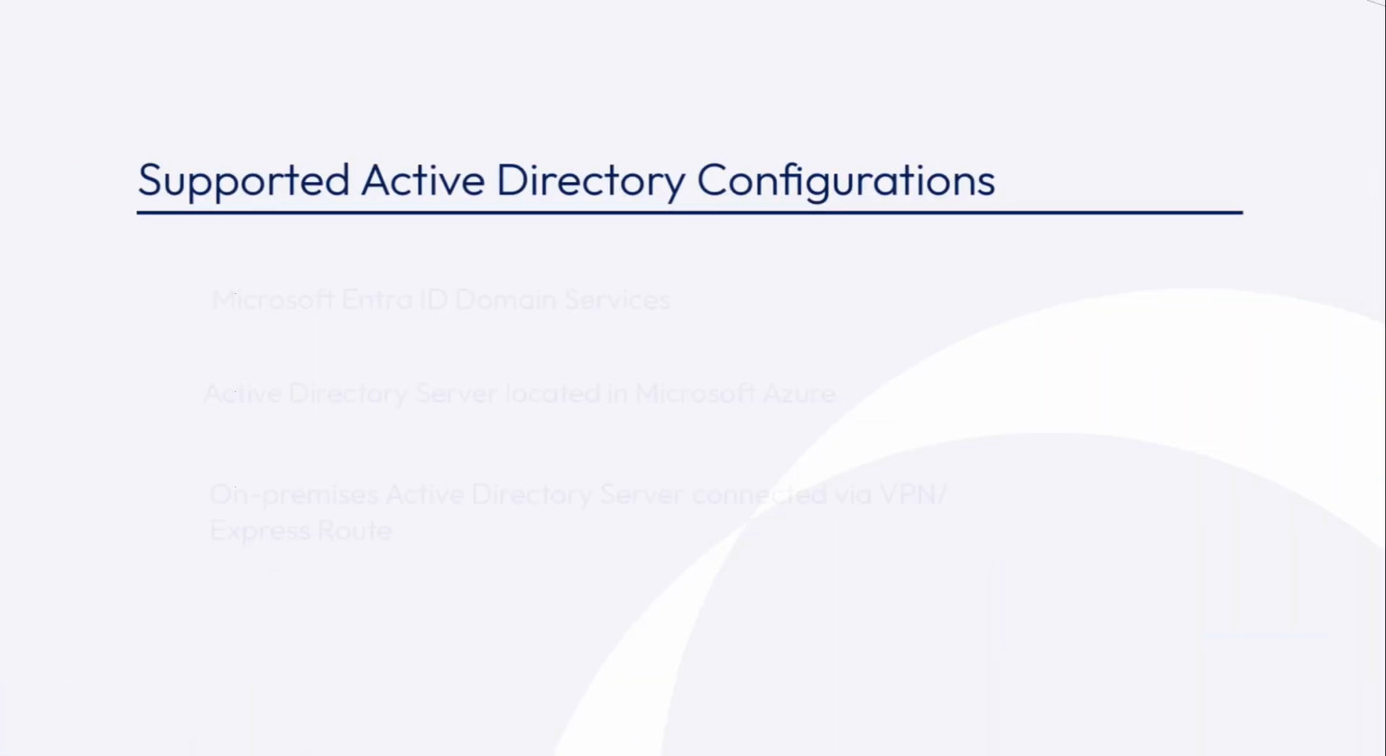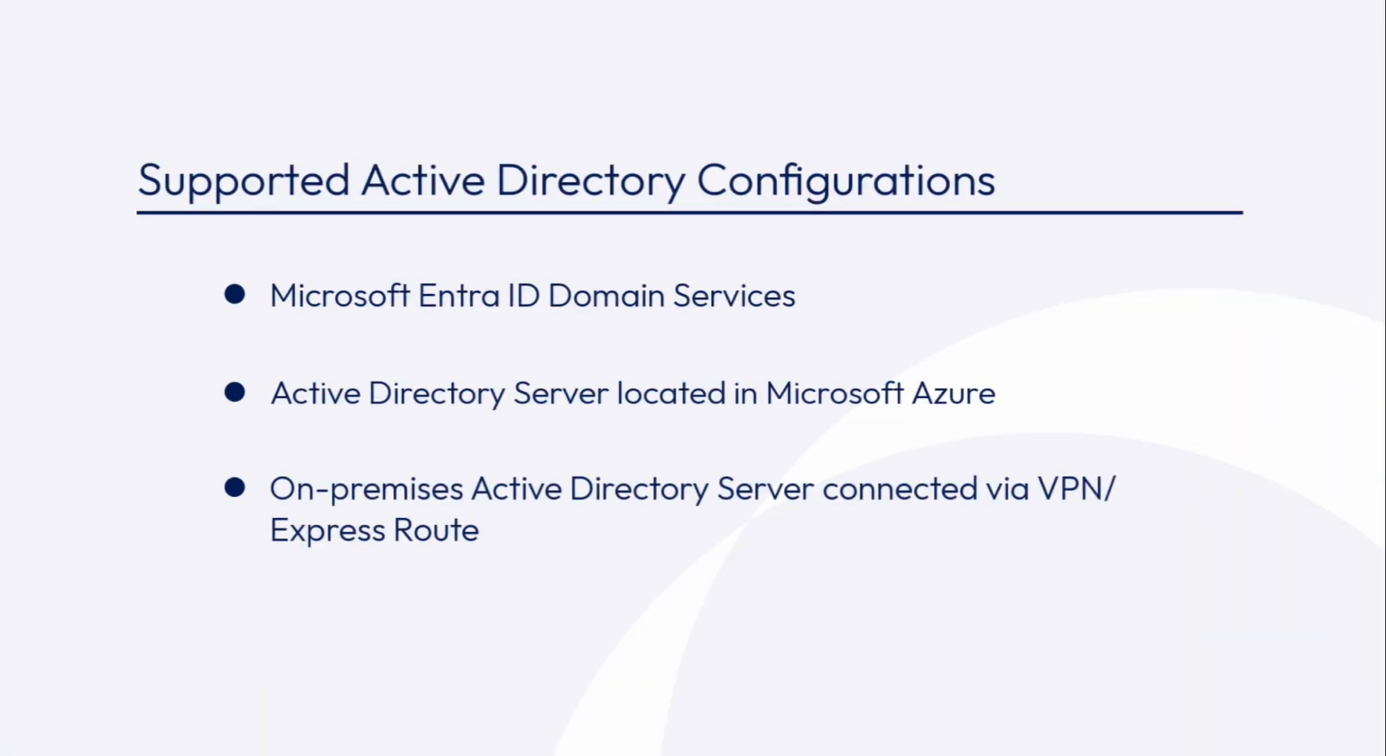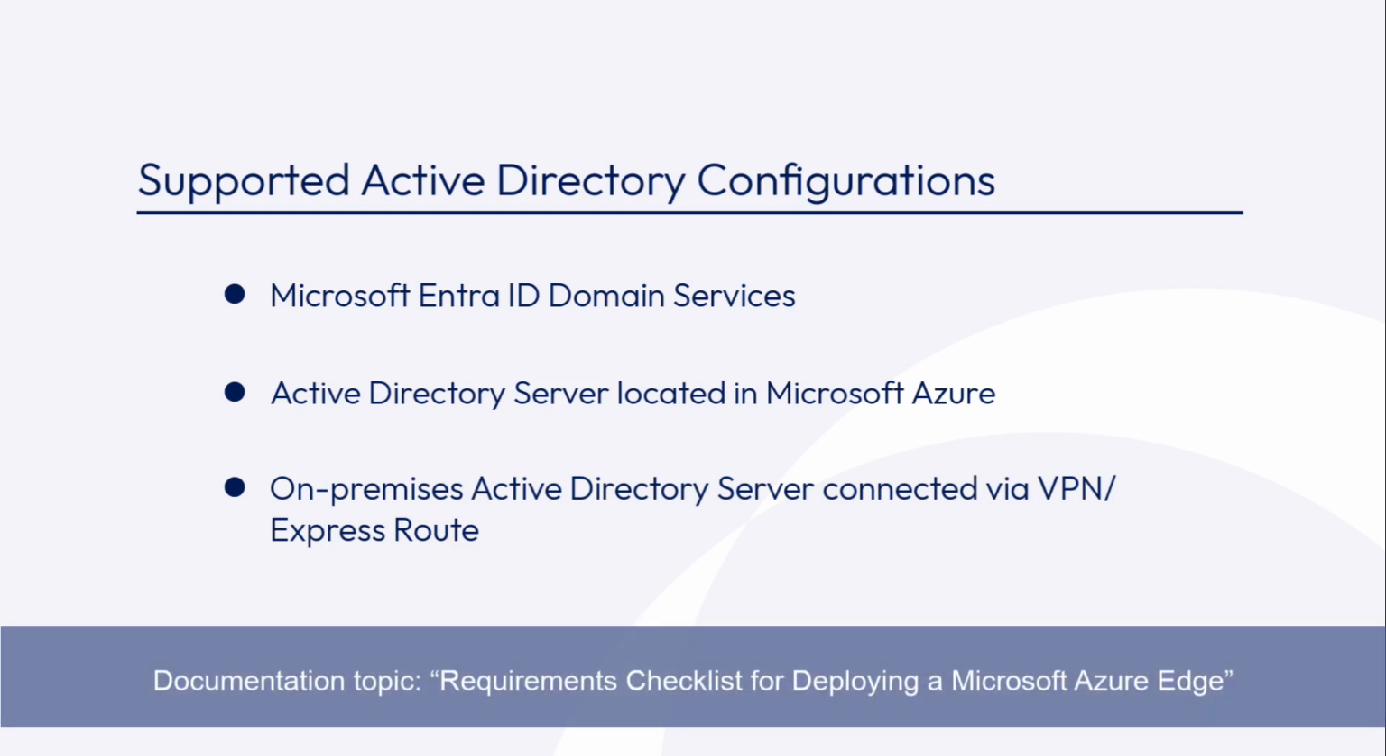Horizon Cloud Next Gen is flexible. The Active Directory domain might, for example, be an Azure Entra ID, or it might be an AD server in a private data center that is connected to a cloud platform, such as Microsoft Azure. That's the option we'll be using here. For specific Active Directory requirements, see the product documentation topic called Requirements Checklist for deploying a Microsoft Azure Edge.